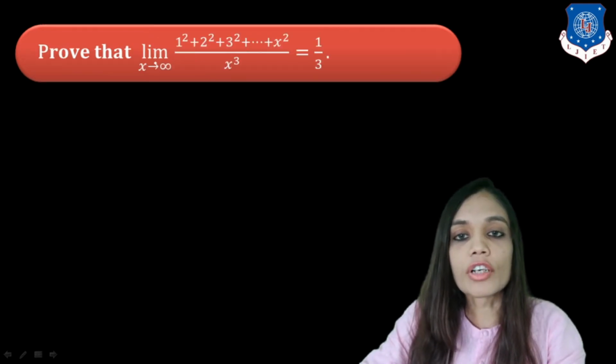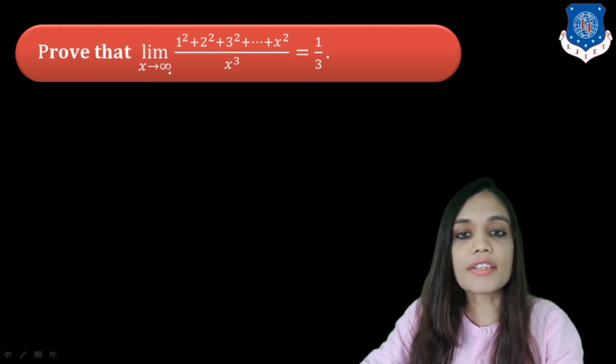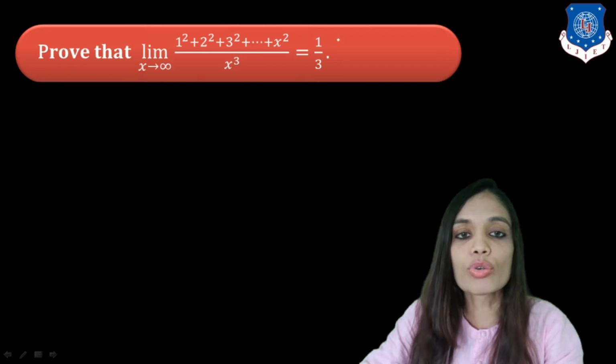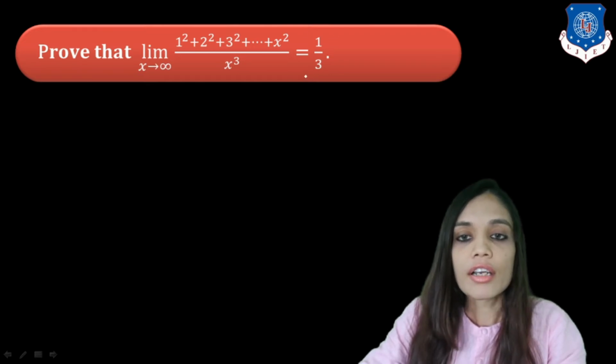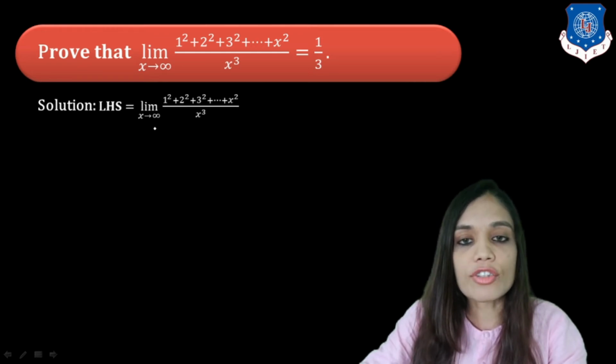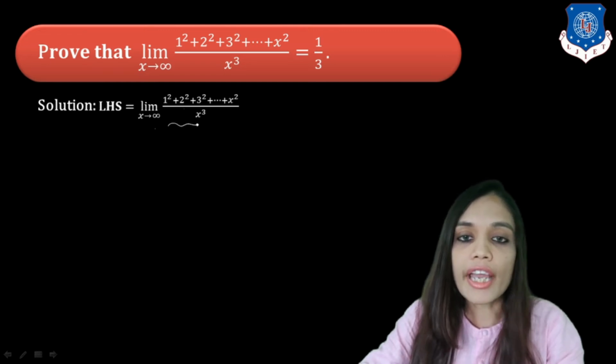Now let us solve one more example. Here we have to prove that limit x tends to infinity 1 square plus 2 square plus 3 square plus and so on x square upon x cube is equal to 1 upon 3. Let us start its solution. Firstly we will begin with LHS, that is equal to limit x tends to infinity 1 square plus 2 square plus 3 square plus and so on x square upon x cube.